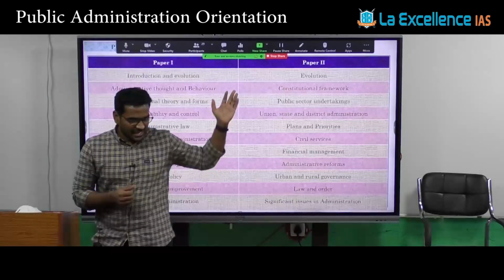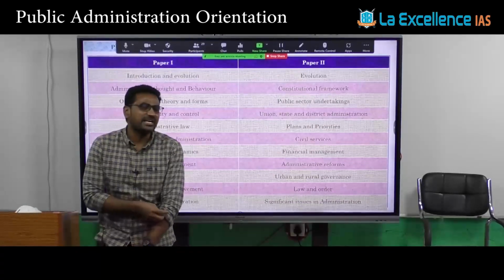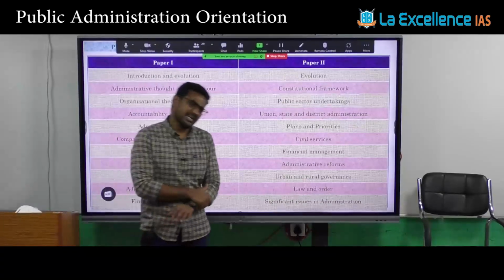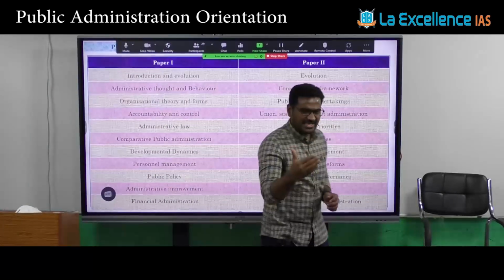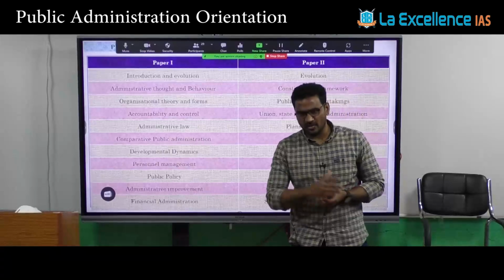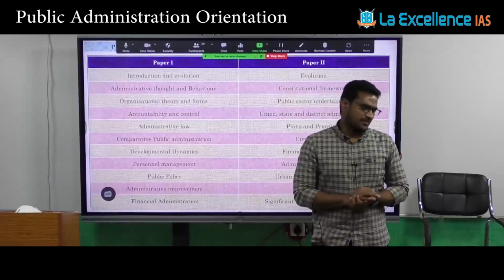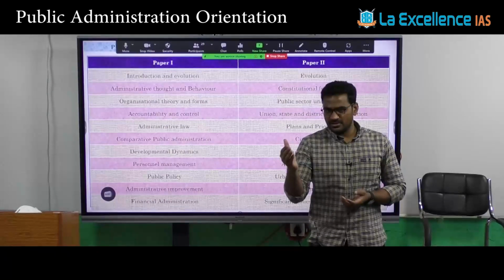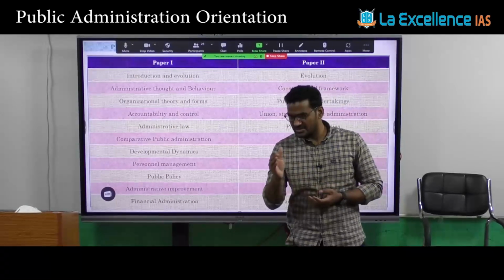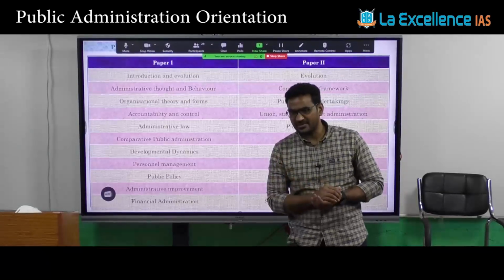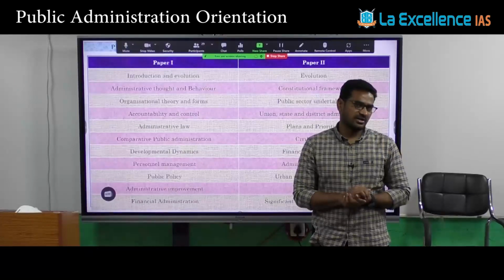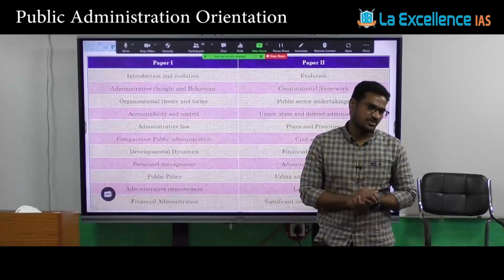And the second paper, as I told you, is Indian administration. A lot of contemporary topics will be there here, current affairs topics, and newspaper reading is very much important. How many of you are reading the newspaper? I think everyone is a November batch student? December and January batch students, how many of you have started newspaper reading? No, not yet. And newspaper reading is very much important, boss.